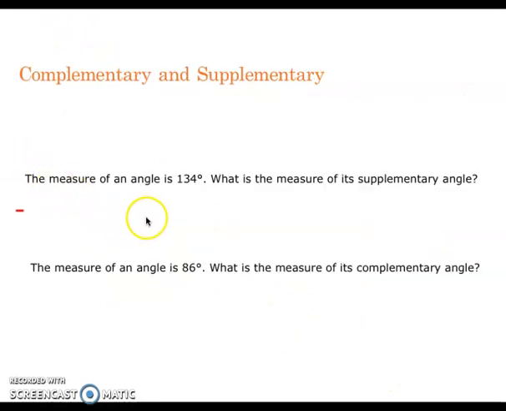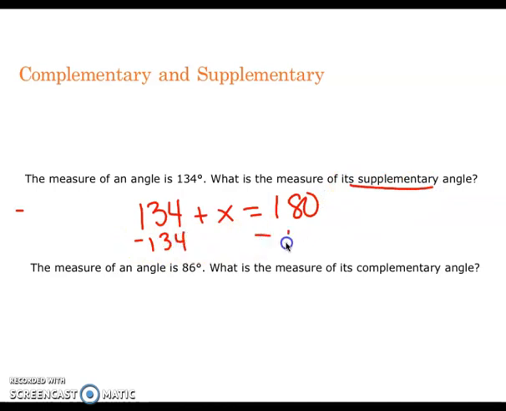So the same thing with these examples. We've done them in the past, but I just want to review because you will see it on IXL. If you know the measure of an angle is 134 degrees, and you need to find the angle that is supplementary to it, you know 134 plus another angle has to equal 180 because it's supplementary. So you subtract the 134 from both sides, and you know the supplementary angle is 46 degrees.